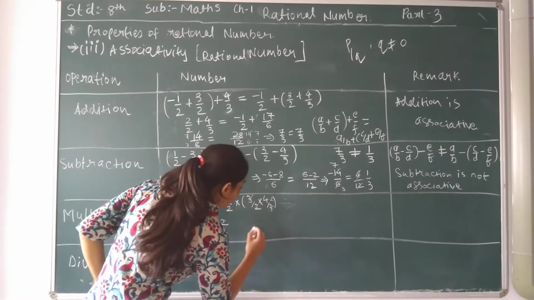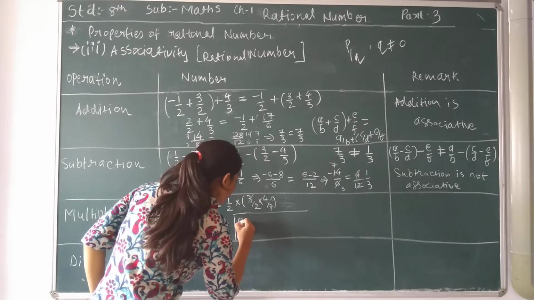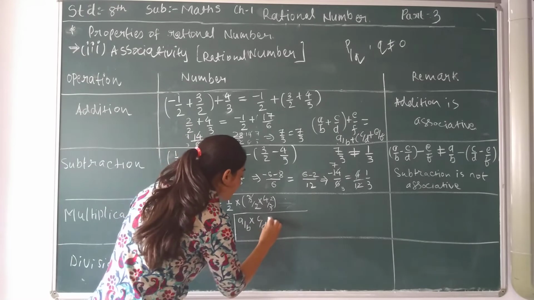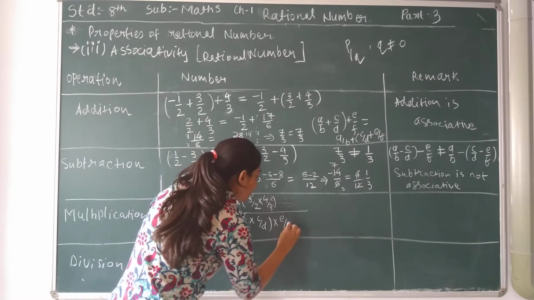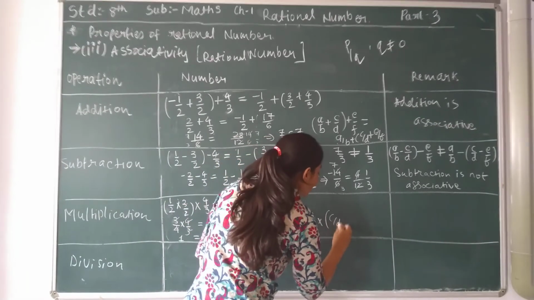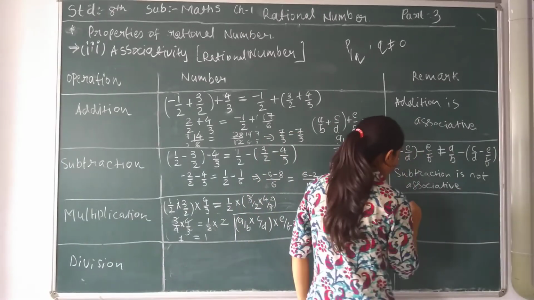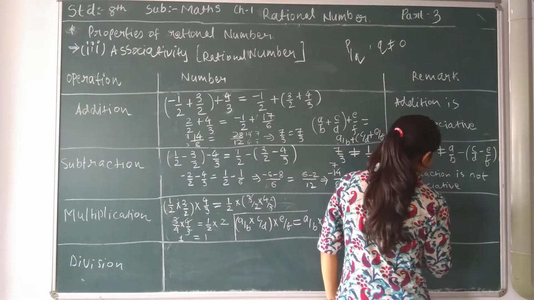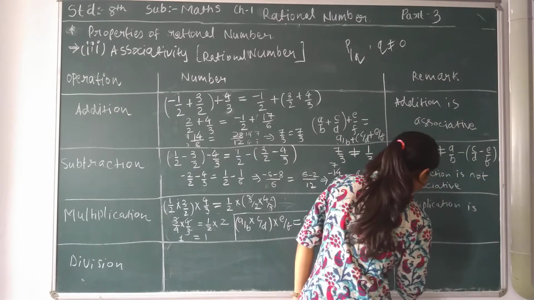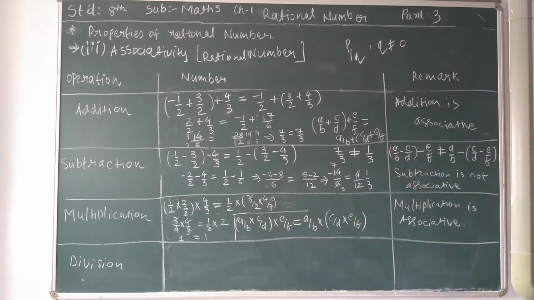So in general form we can say that A divided B into C divided D into E divided F is equal to A divided B into C divided D into E divided F. So multiplication holds. Multiplication is associative. Now let's talk about the division.